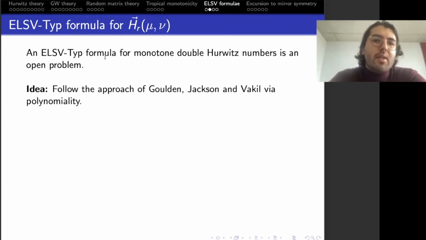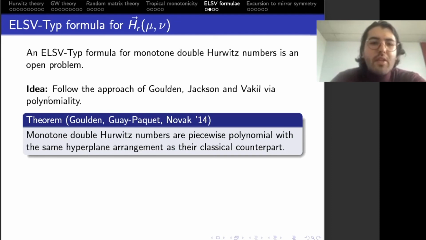The idea to derive this formula is to follow the approach of Goulden, Jackson, and Vakil via the possible polynomial structure of monotone double Hurwitz numbers, which we haven't seen yet, but indeed they also satisfy a polynomial structure. In 2014, Goulden, Guay-Paquet, and Novak, the people who first came up with the notion of monotone double Hurwitz numbers, proved the following monotone analog of the Goulden-Jackson-Vakil theorem: monotone double Hurwitz numbers are piecewise polynomial with the same hyperplane arrangement as their classical counterparts.